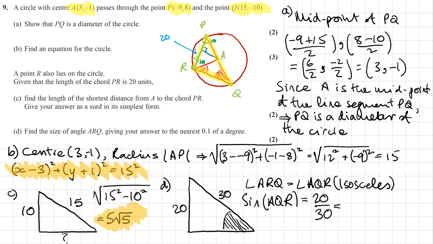And doing sine inverse, that gives me that angle ARQ equal to 41.8103. They want the answer to the nearest 0.1 of a degree, so that's going to be 41.8 degrees.